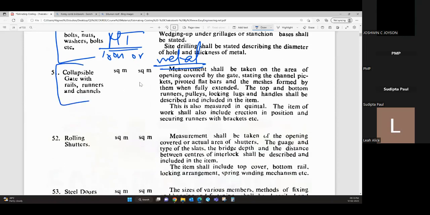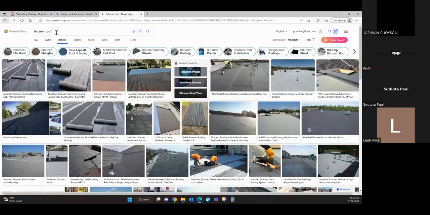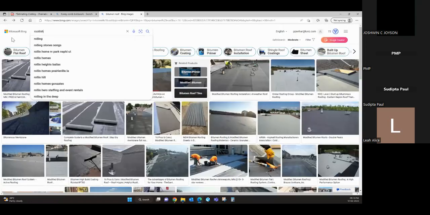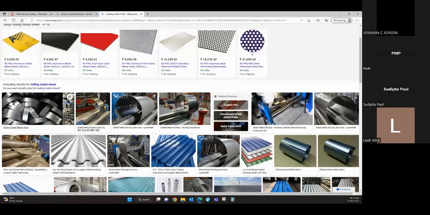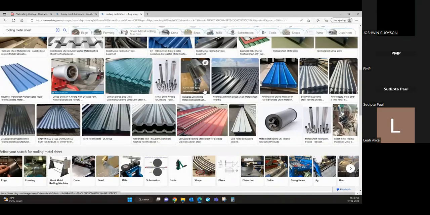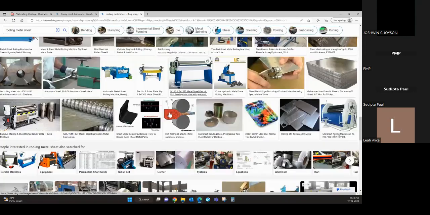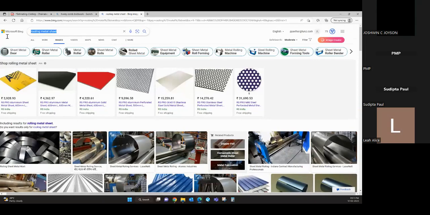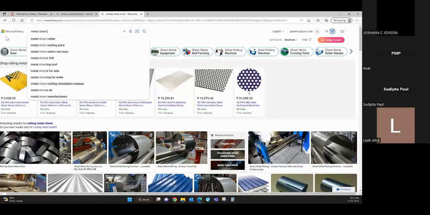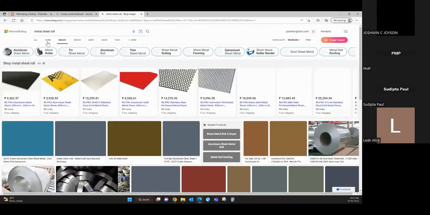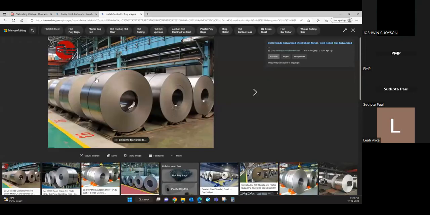Now, collapsible gates or runners or channels are considered in square meter because they are rolling shutters. Now, what is a rolling shutter? You guys know. I'll tell you. If I write it down, rolling metal sheet. See, these kind of metal rolls are considered as metal sheets.